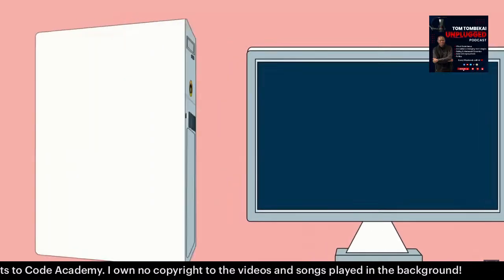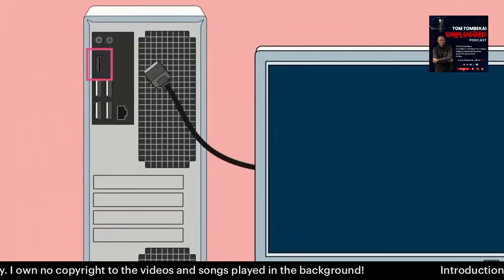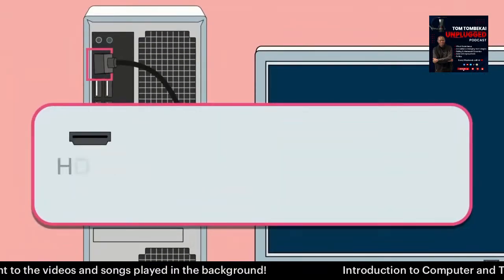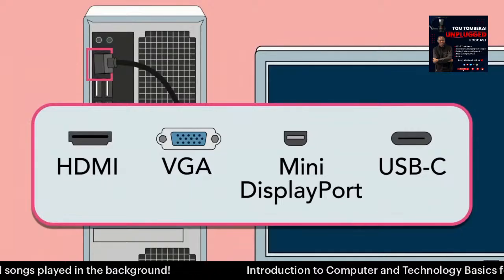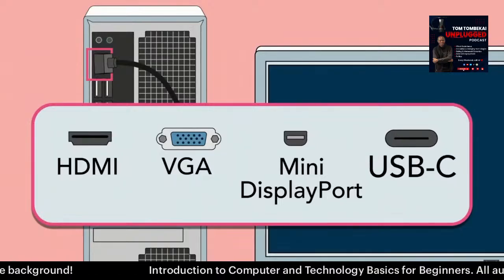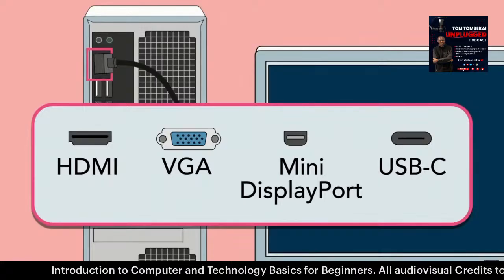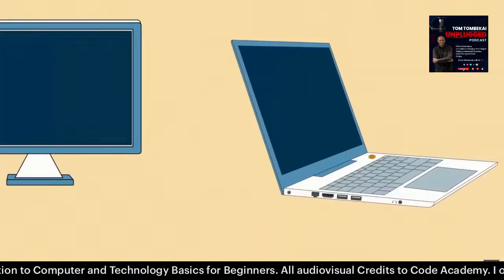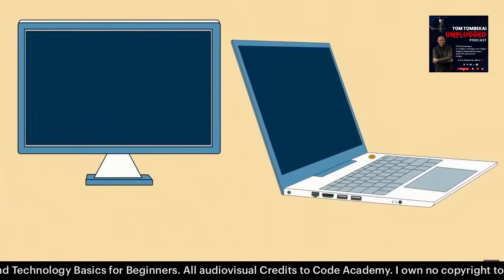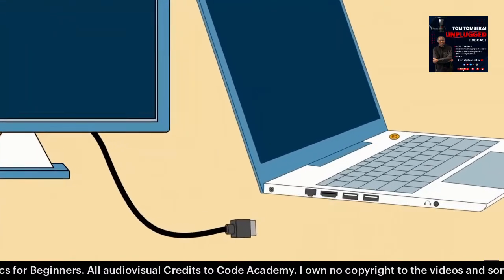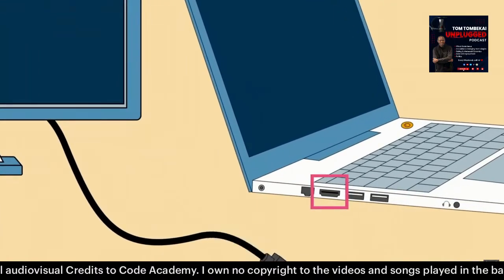If you have a desktop, you'll use the monitor port to connect the monitor. There are quite a few types of monitor connections, ranging from HDMI to the USB-C style we just mentioned. If you have a laptop, you can connect a separate monitor as long as you have the right equipment. Just look for the display port and plug in the appropriate cable.